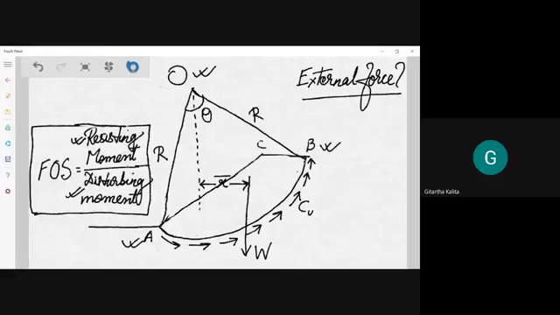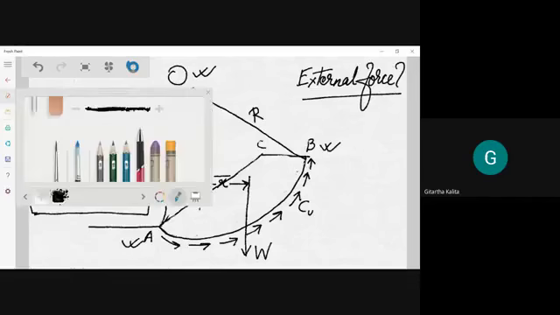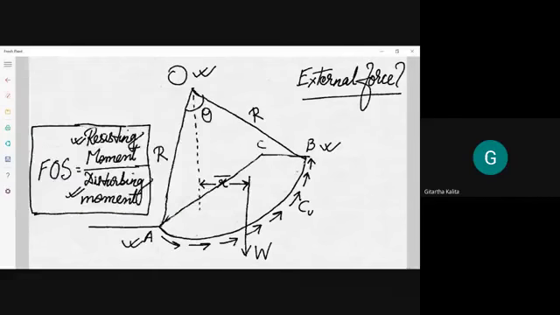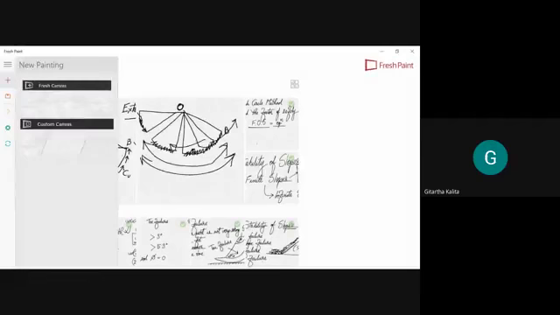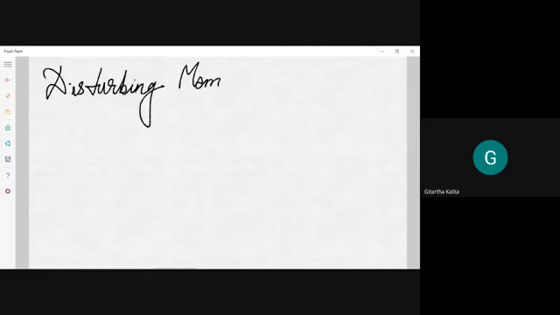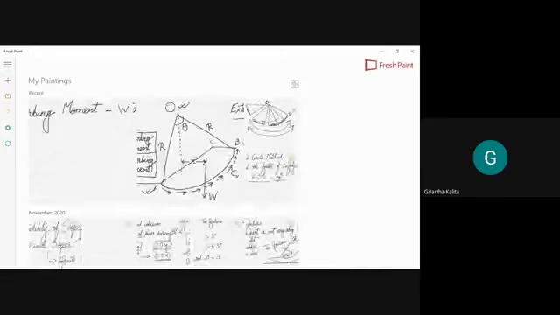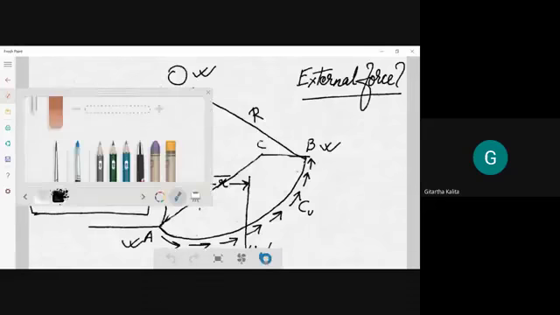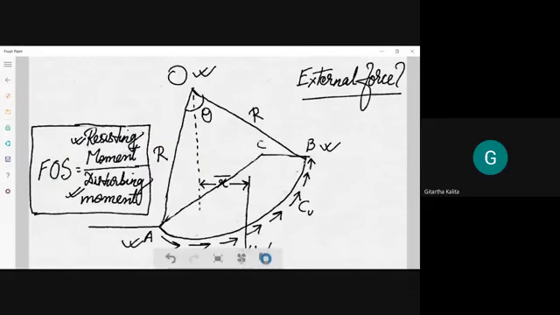Now, this W into X bar is the disturbing moment. So in place of the disturbing moment, we can directly write W into X bar. Then let us find out the resisting moment. We have found one value, so now we need to find the other value.